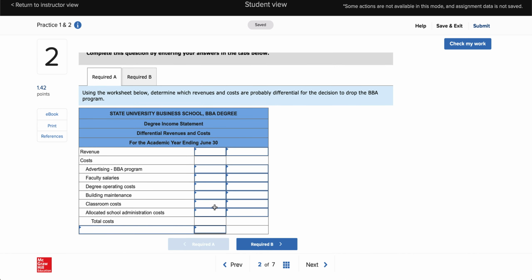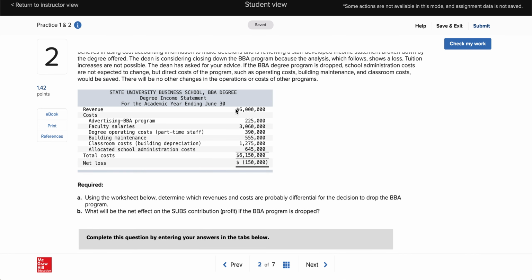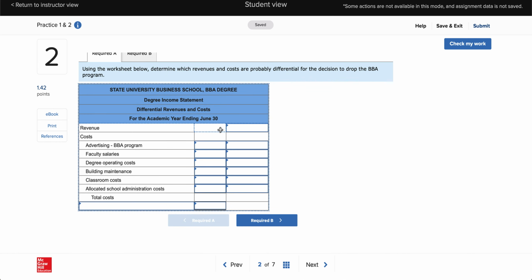So using the worksheet that they have given us here, they want us to determine which revenues and costs are probably differential for the decision to drop the BBA program. If you recall, when we talk about differential revenues or cost, we're talking about things that would be different. What's going to change if we follow through with this particular decision? So if we decide to drop this program, obviously all of the revenues are going away. So that entire $6 million is gone. So we're going to drop in the $6 million here. And this is a differential cost.